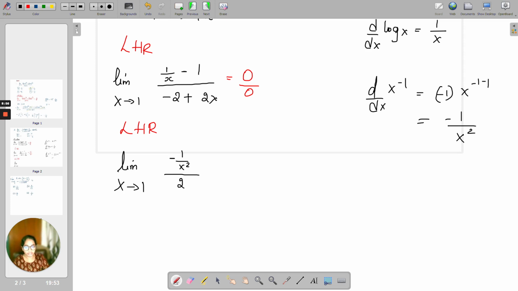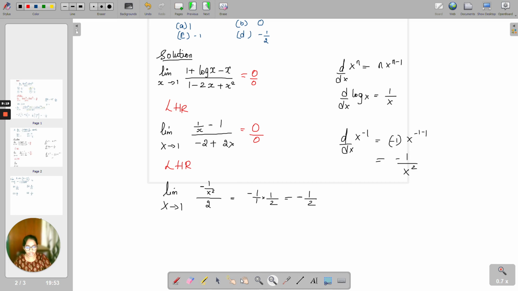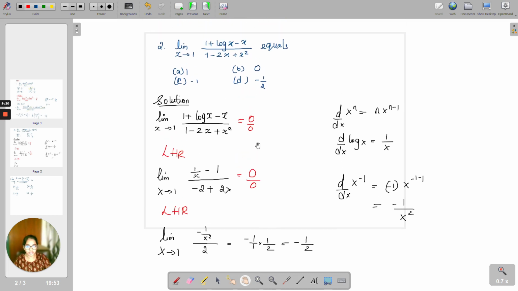Okay. Now let me substitute the value of x. Let me apply the limits. Yes. So on applying the limits, what would I get? I would get minus 1 divided by 2. So the answer is minus 1 divided by 2. Let me check if there is minus 1 divided by 2 in the options. Yes, our answer is option D.